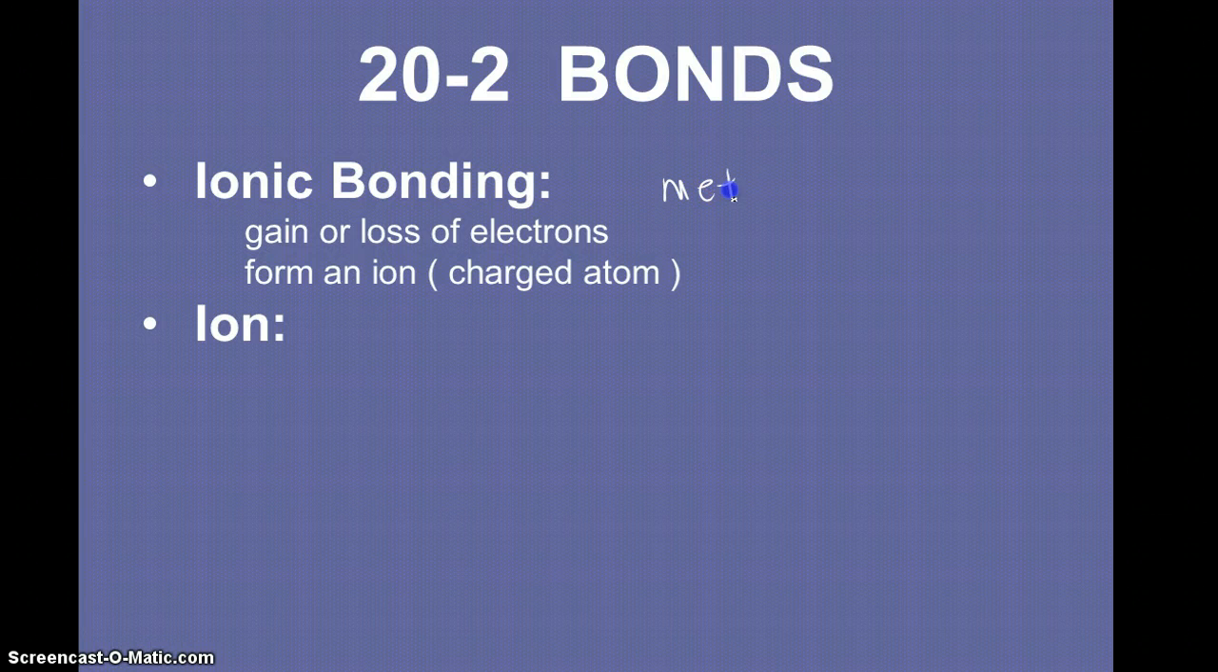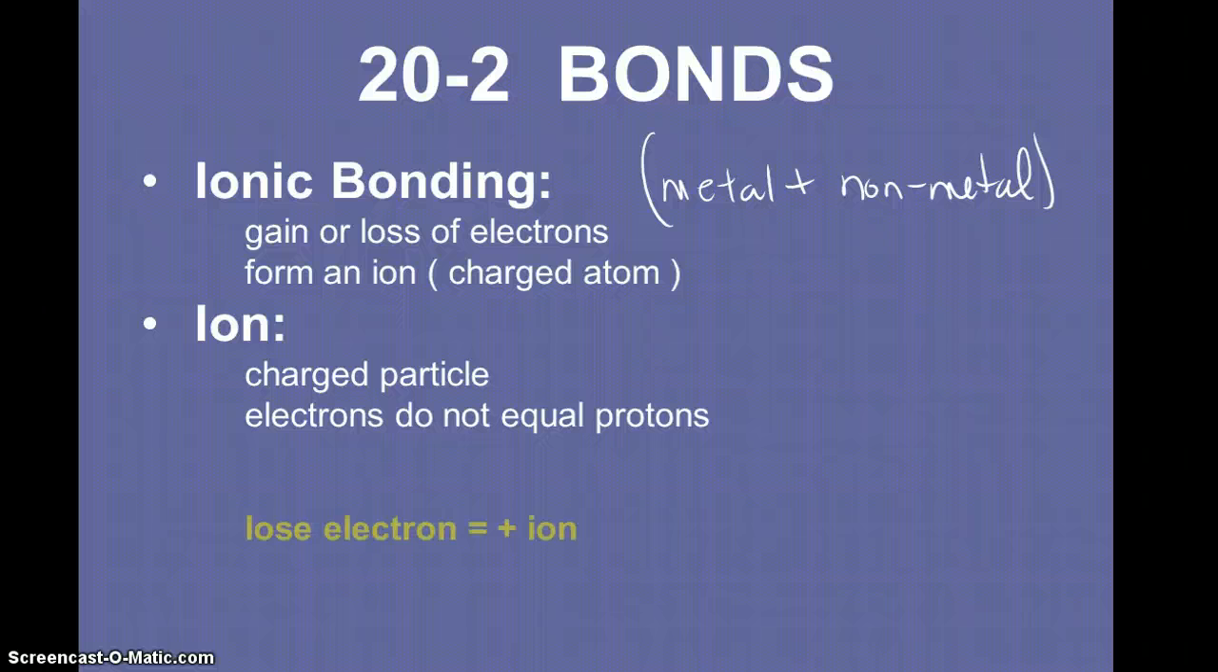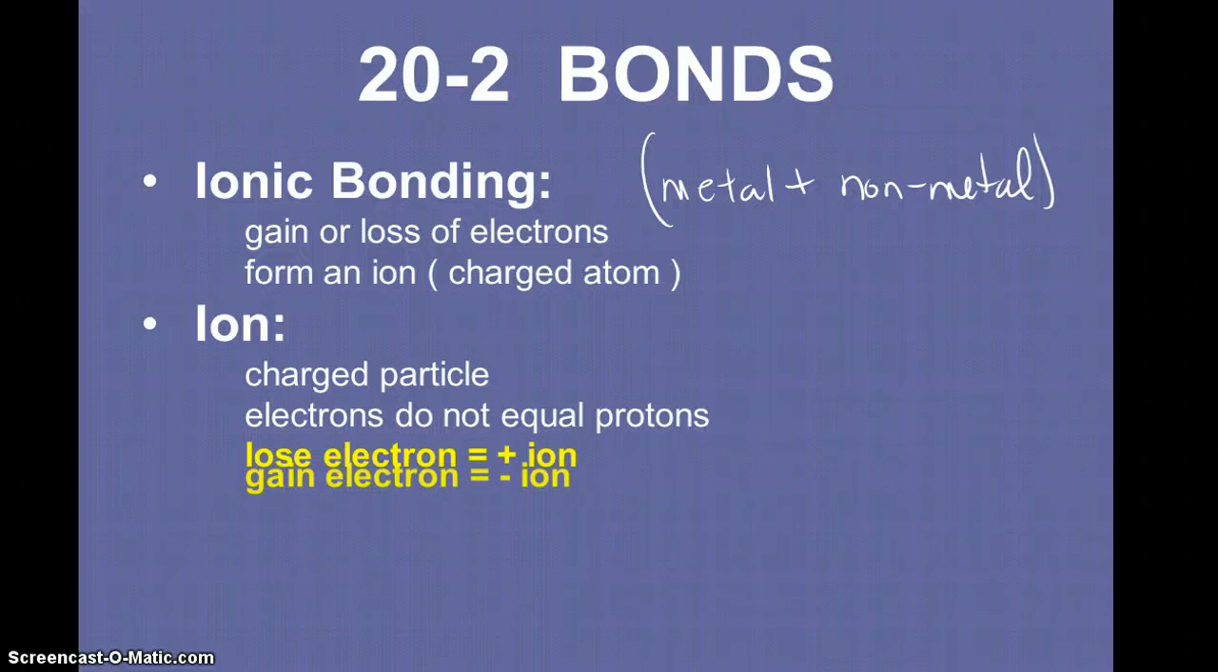Remember, a metal plus a non-metal is an ionic bond, okay? When we're talking about ions, they definitely are charged. In other words, the electrons don't equal the protons. Remember, at the beginning, we talked about all the elements on the periodic chart, assuming that they were neutral. In other words, the same number of protons and electrons. But if something loses or gains an electron, obviously it becomes more positive or more negative.